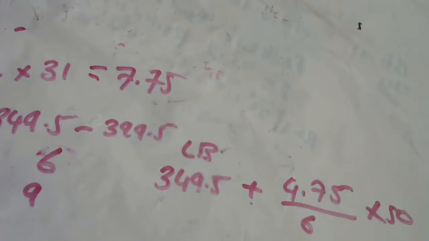How do you find the need? Really simple actually. Look at the cumulative frequency directly before your group that you've chosen. So for the lower quartile, it would be the cumulative frequency for 340 to 349.5. And that's 3.